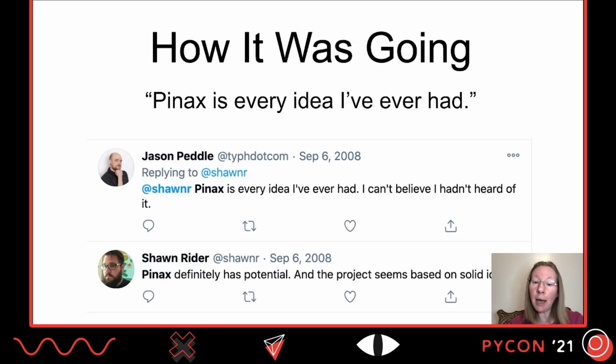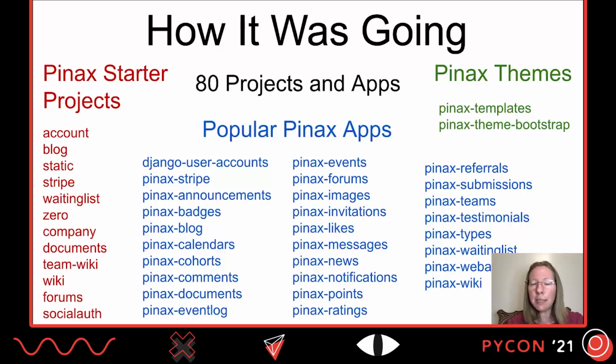For example, on this slide is one of the very early tweets about Pinax. Someone says, "Pinax is every idea I've ever had." By 2017, Pinax had grown to be a large group of professional quality, interdependent Django projects and apps. This included starter projects with Pinax apps pre-installed and a command line interface to install them. It also includes sophisticated testing, packaging, and continuous integration configurations.